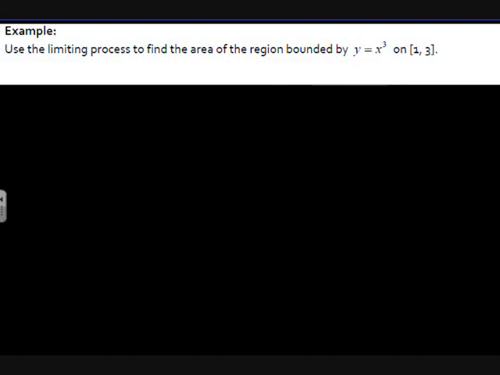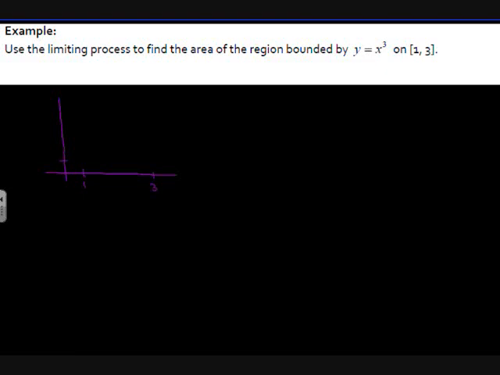Here is another example of calculating the exact area using the limiting process. So here we have the equation y equals x cubed on the closed interval from 1 to 3, and we are supposed to find the area. Okay, so first thing we'll do is go ahead and sketch the region. So we're looking at x values going from 1 to 3.